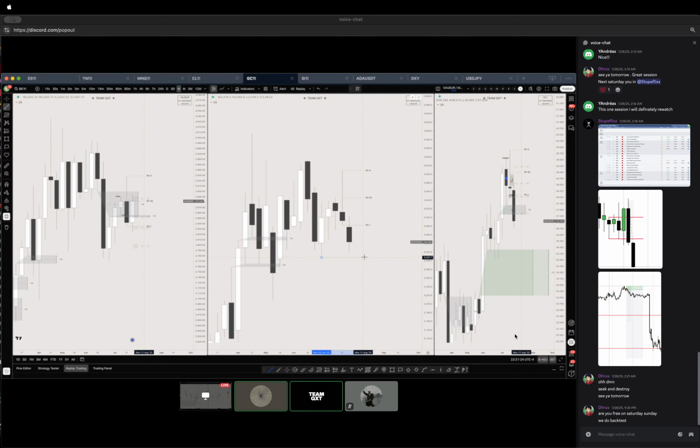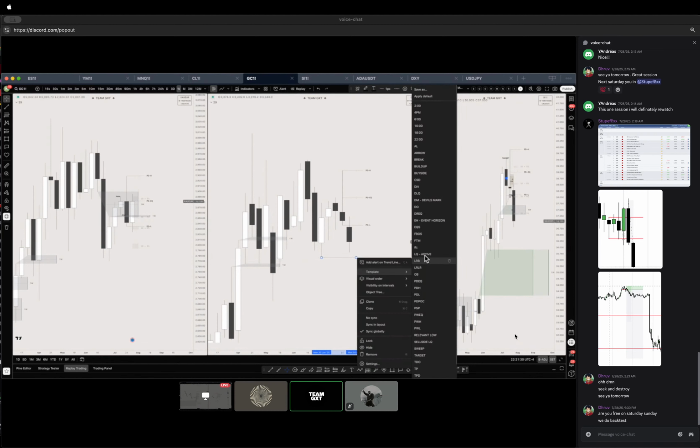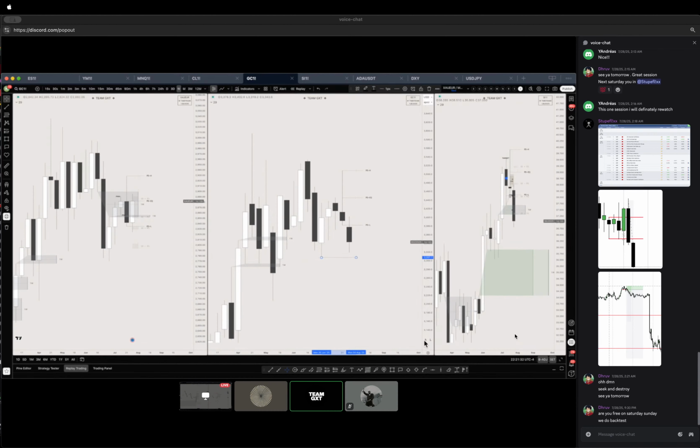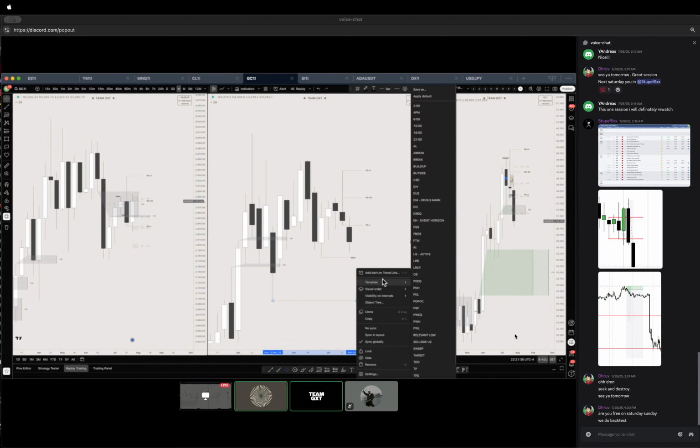So we have not taken this objective yet, which is quite interesting. We also have this one. These are relevant lows on the weekly.